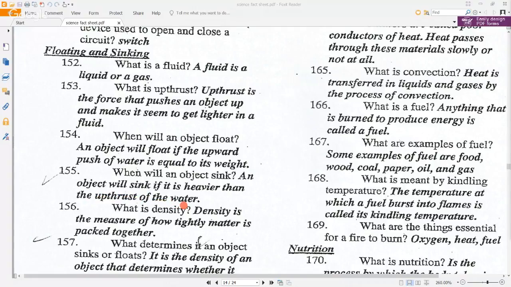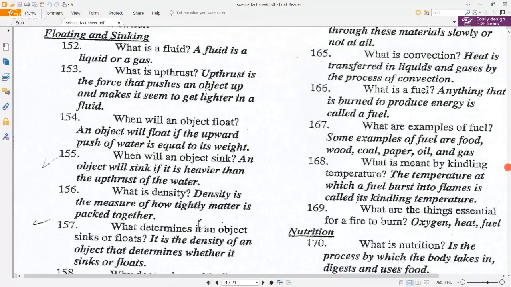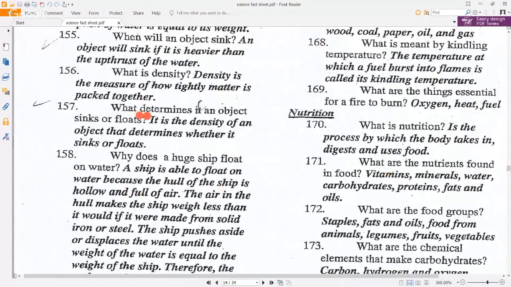What is density? Density is the measure of how tightly matter is packed together. What determines if an object sinks or floats? It is the density of the object that determines whether it sinks or floats.